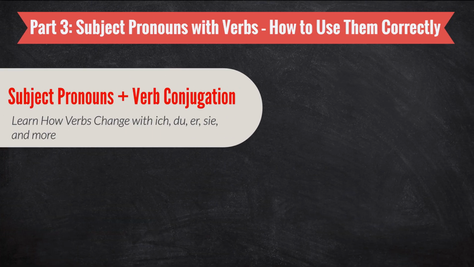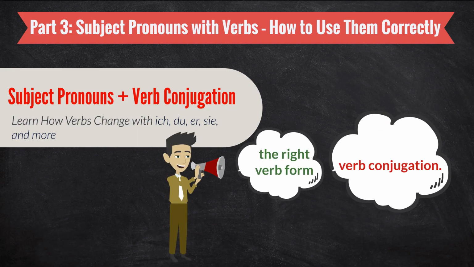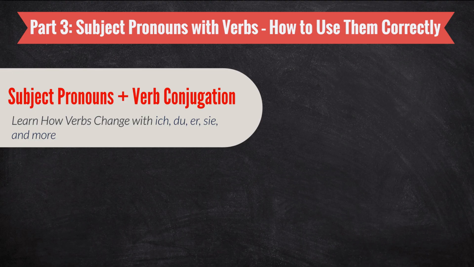Now that you know the basic German personal pronouns like ich, du, Sie, and more, you might be wondering, how do we use these pronouns correctly in real sentences? To speak correct German, you must learn how to use the right verb form with each pronoun. In German, the verb changes depending on the subject of the sentence. This is called verb conjugation. Let's start by learning how this works with one of the most important verbs in German, the verb sein, which means to be.